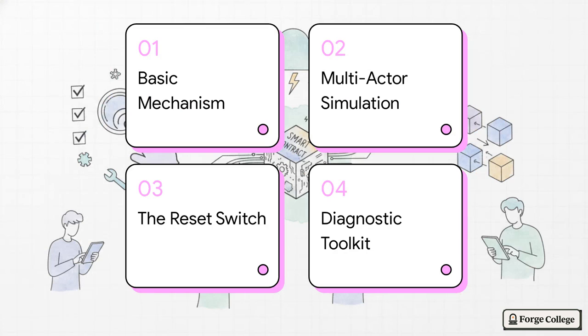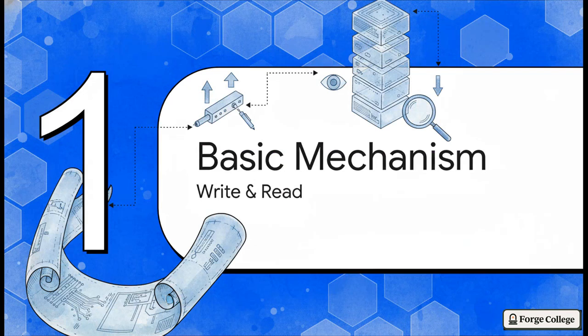Here's the lab manual for today. We've got 4 main things on the agenda. First, the basic write and read mechanism. Second, multi-actor simulations. Third, the master reset switch. And finally, our diagnostic toolkit. Let's kick things off with Section 1, the basic mechanism, write and read.